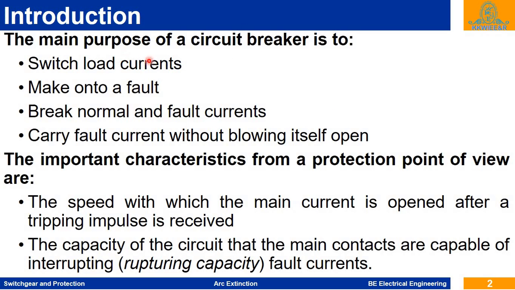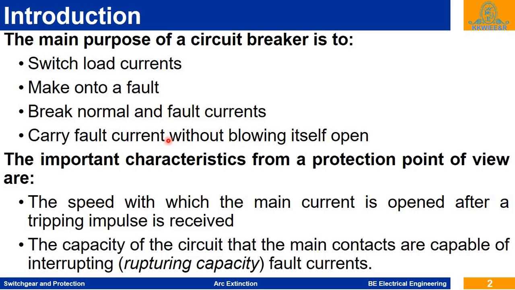The main purpose of a circuit breaker is to switch the load currents, make onto a fault, break normal and fault currents, and carry fault current without blowing itself open. This means when there is a fault, in this fault condition we are applying the reclosing, and during this reclosing if the fault persists in the system, the circuit breaker contacts make on the fault current. It breaks the circuit in normal and fault currents.